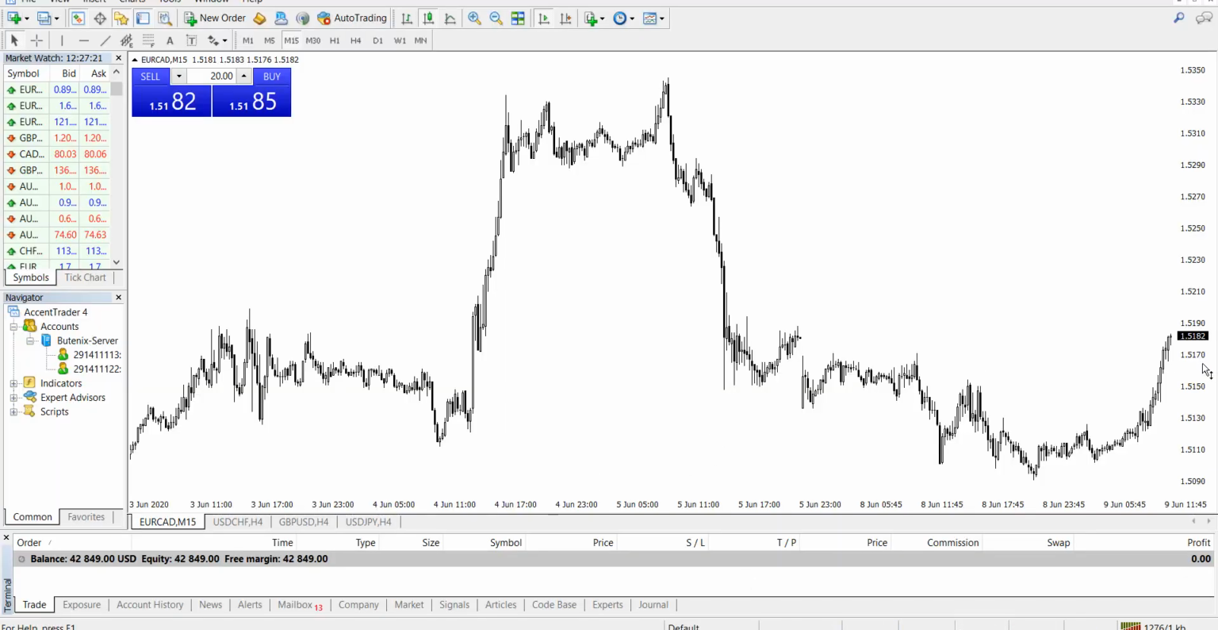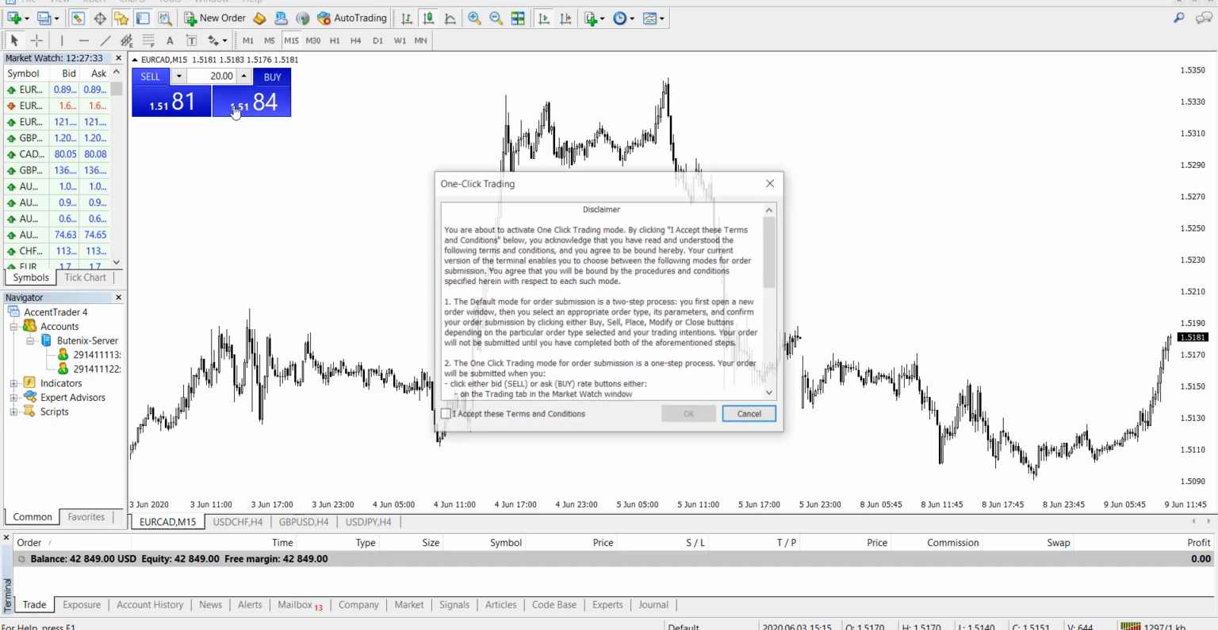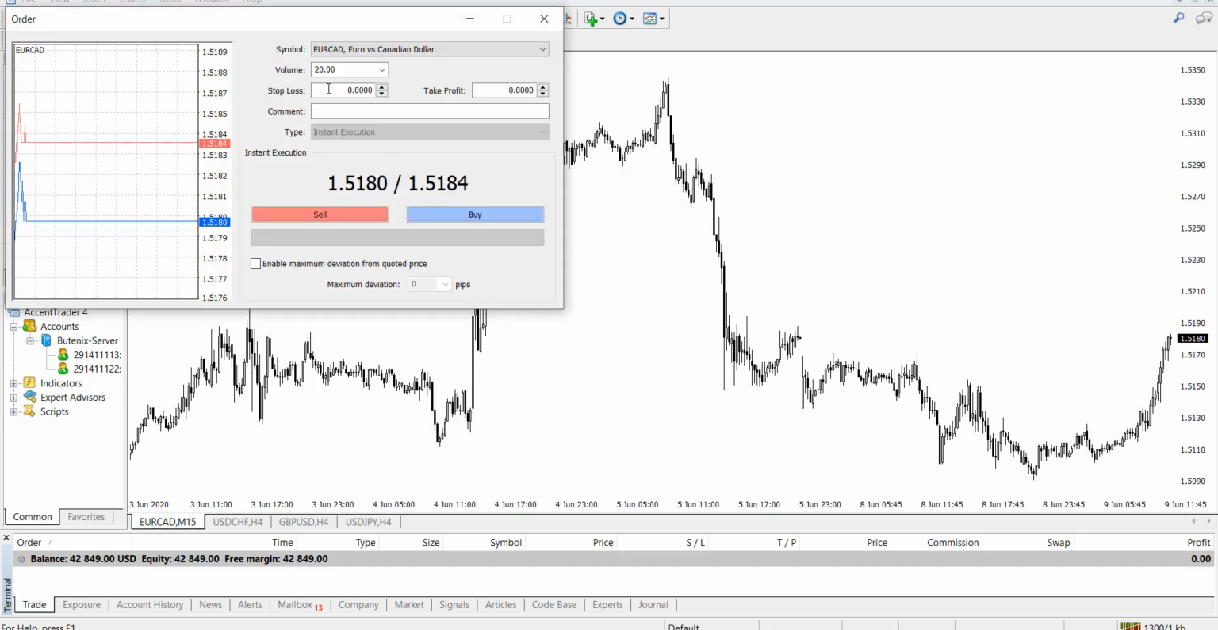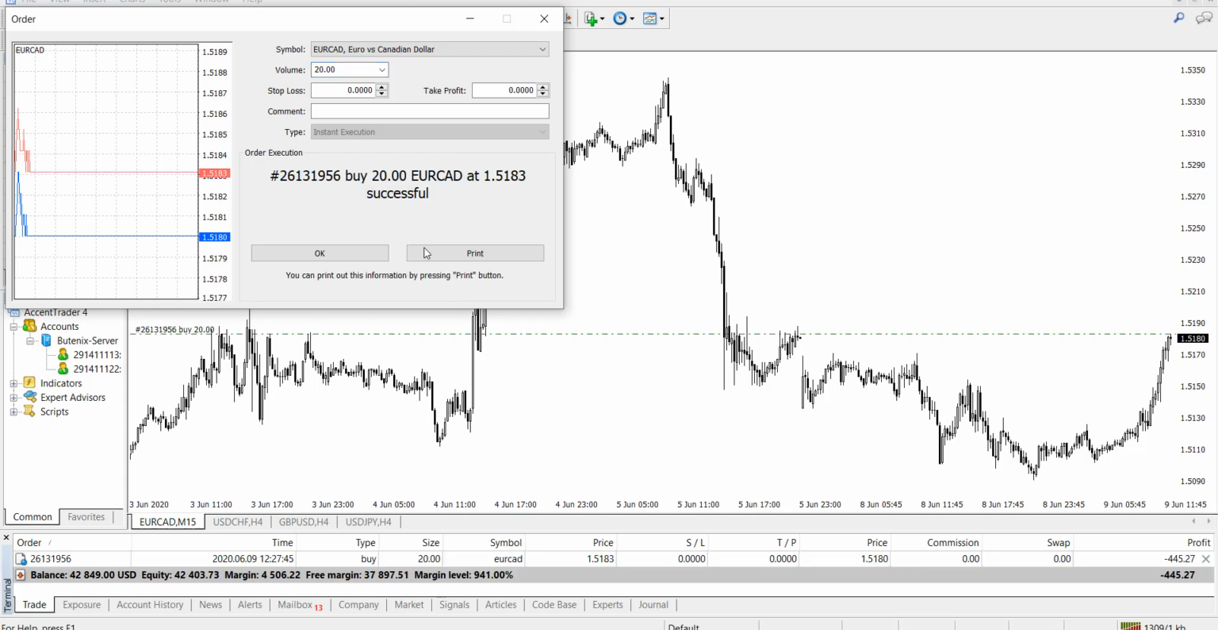So I've already got my account on the EuroCAD. I'm going to go ahead and place the trade, and obviously I'll talk to you about where the stop loss and the profit levels are going to be. I'm going to use 20 lots because, as you can see, my account is over 40k. So I'm going to go ahead and place the buy order.